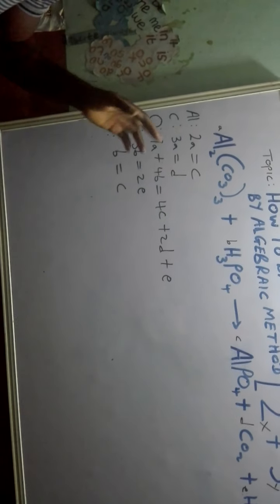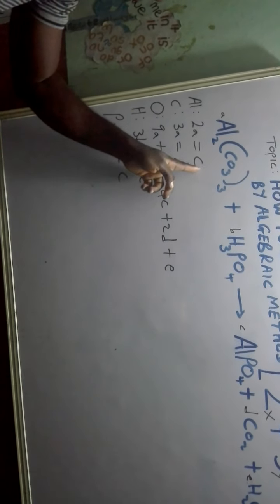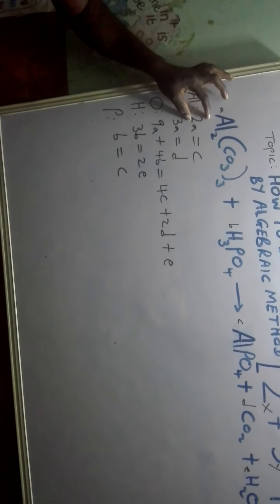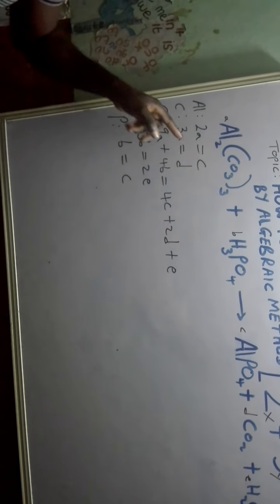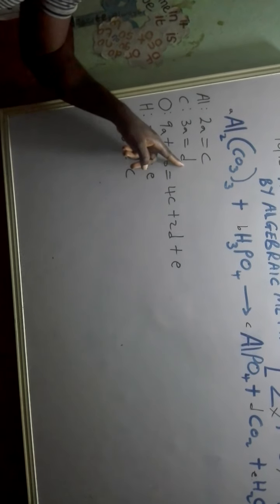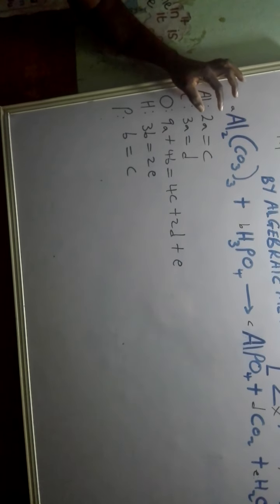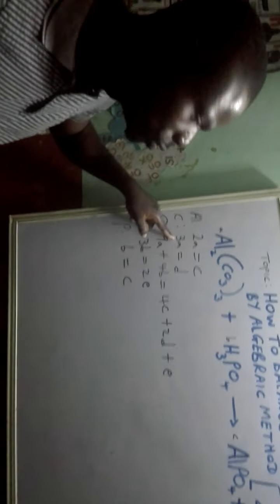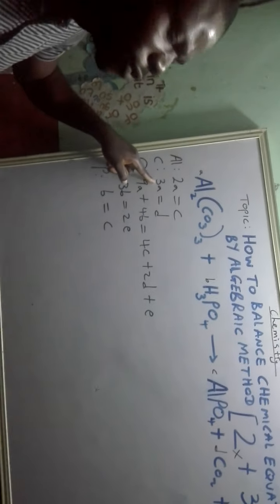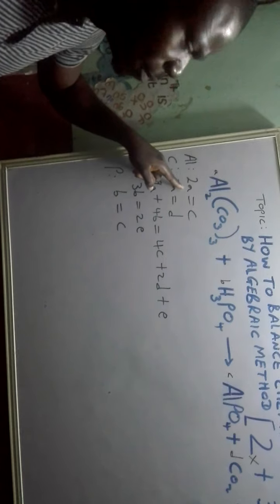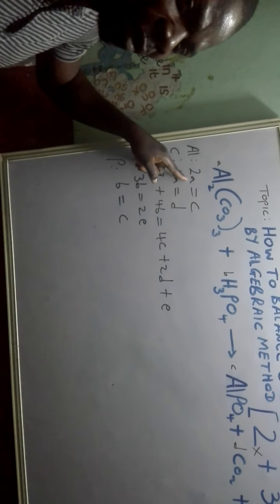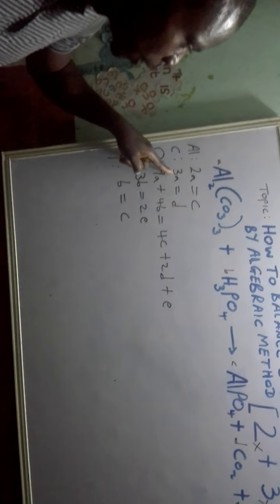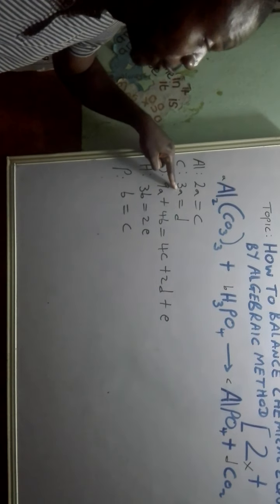All you have to do is look at this first equation: 2A is equal to C, meaning we need 2A to get C, and we need 3A to get D. If you look at it fractionally, 2 and 3, which one is the smallest? You have to use the smallest number to determine the first value A. So what is the smallest number here? Is it 2 or 3? I think it's 3. So we have to use 3.